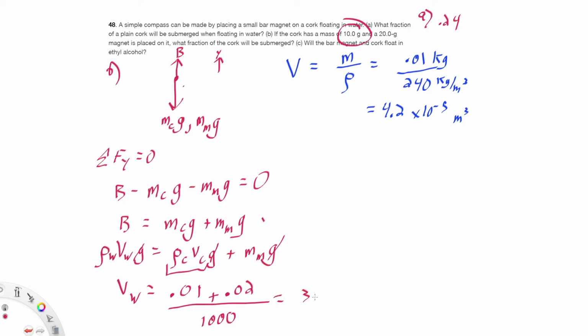So this is like 3 times 10 to the minus 5. So the volume of quark that we need below the surface is in fact smaller than the volume of quark which we have, so it'll float. And we can calculate the percentage. So now it's going to be like 71% submerged.